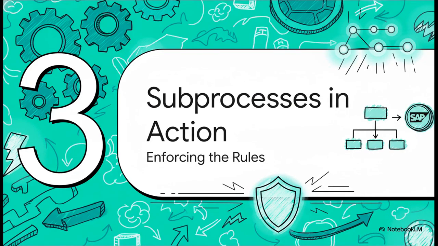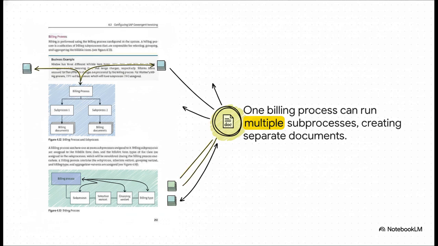Okay, so we've defined the rules, we've linked them up. Now for the fun part. Let's see what actually happens when we press the button to run a billing process. This is where you see the real power of the subprocess come to life. This diagram shows it perfectly. One single billing run can kick off multiple different subprocesses. You might have subprocess 1 handling one kind of charge, while subprocess 2 handles a totally different kind. Each one follows its own set of rules, and crucially, each one creates its own separate billing documents.